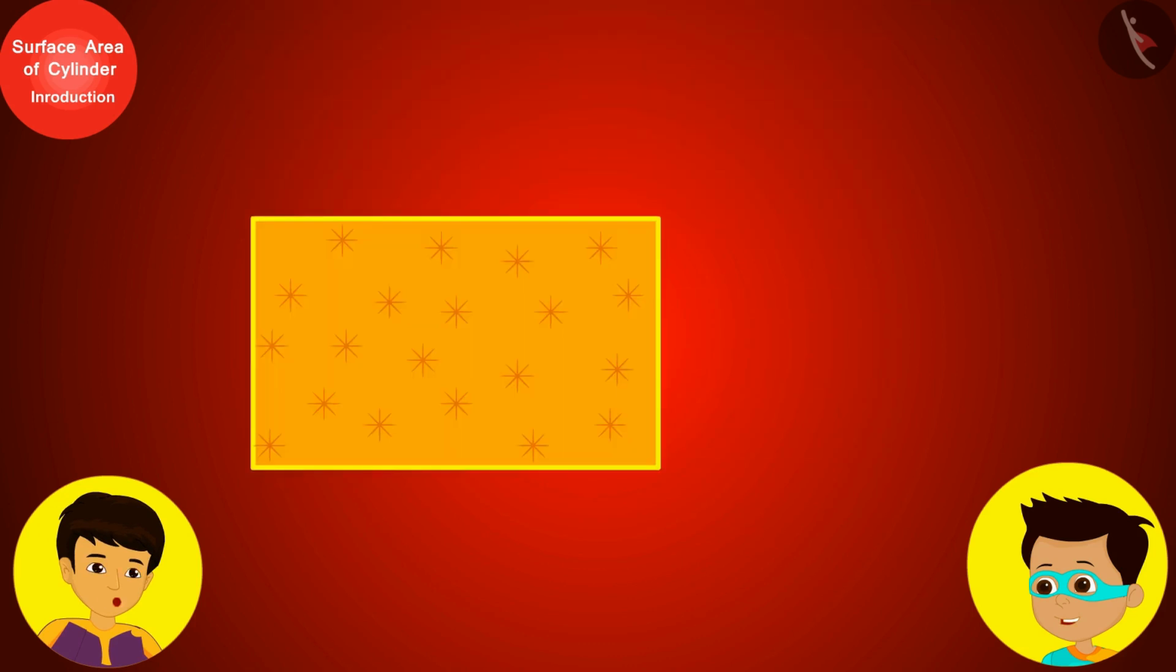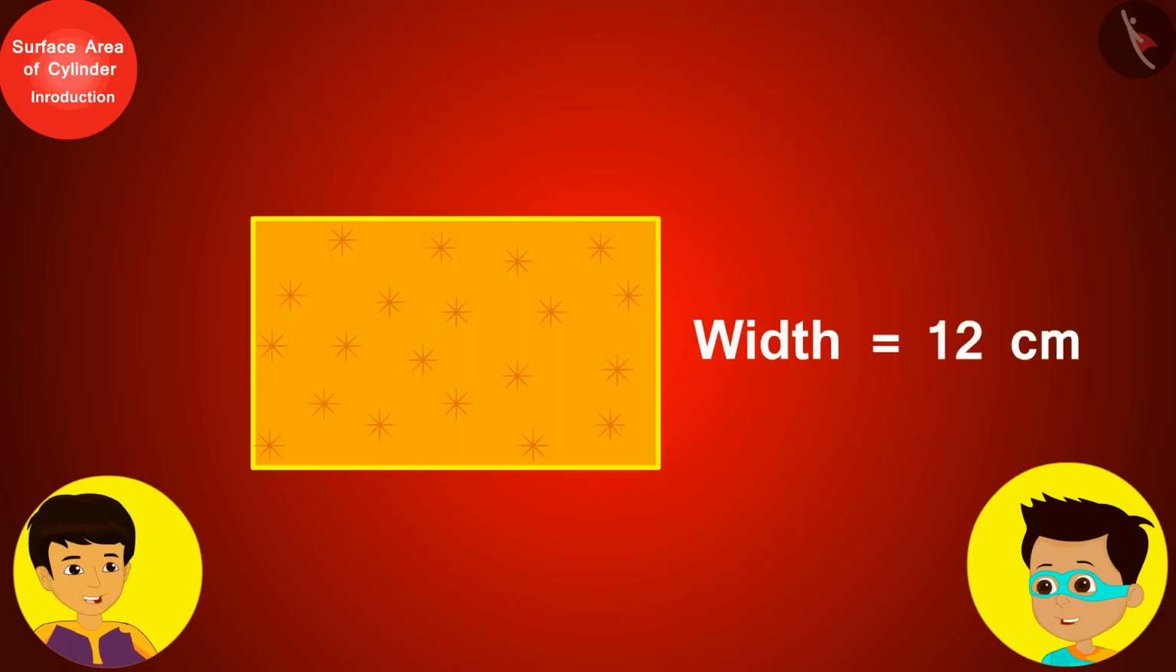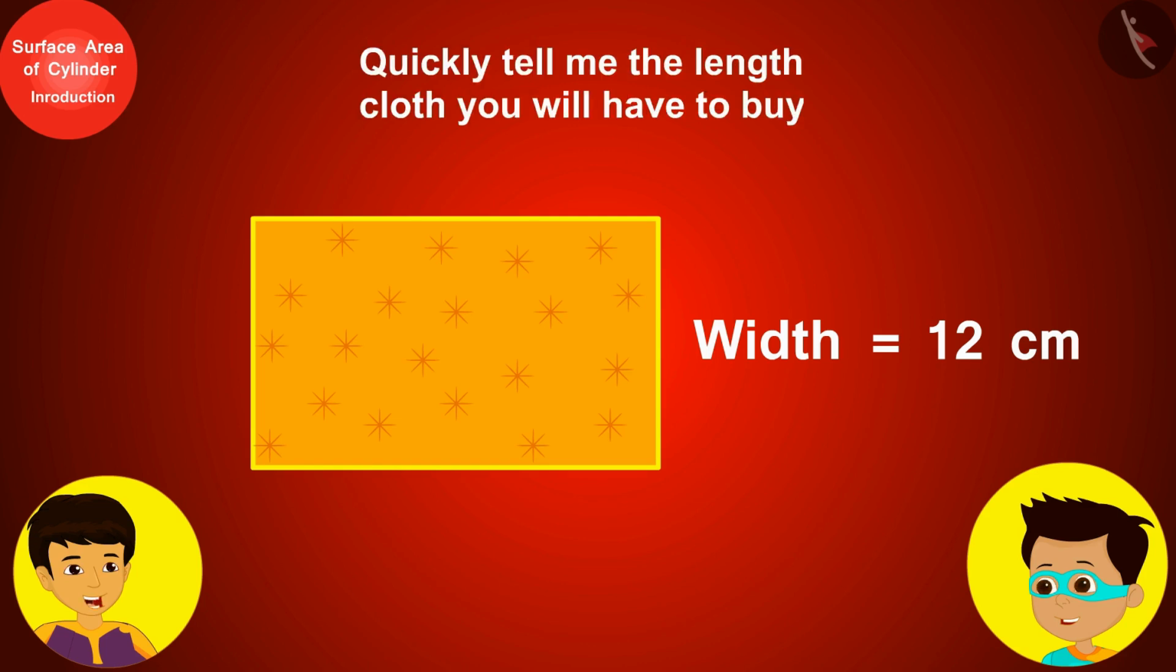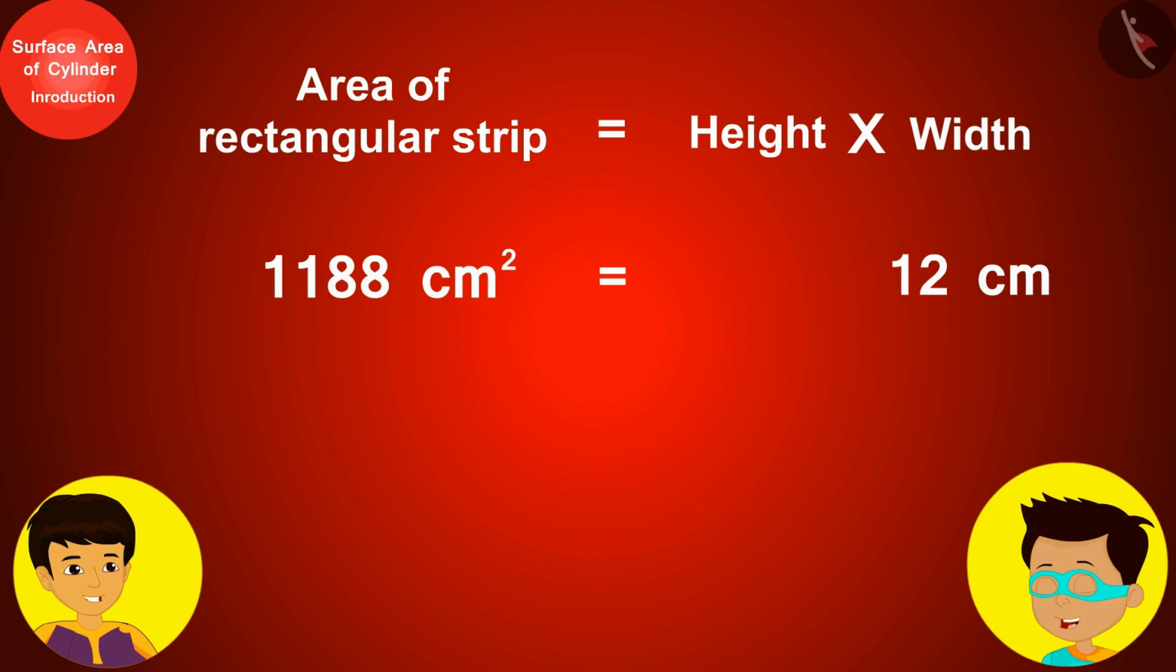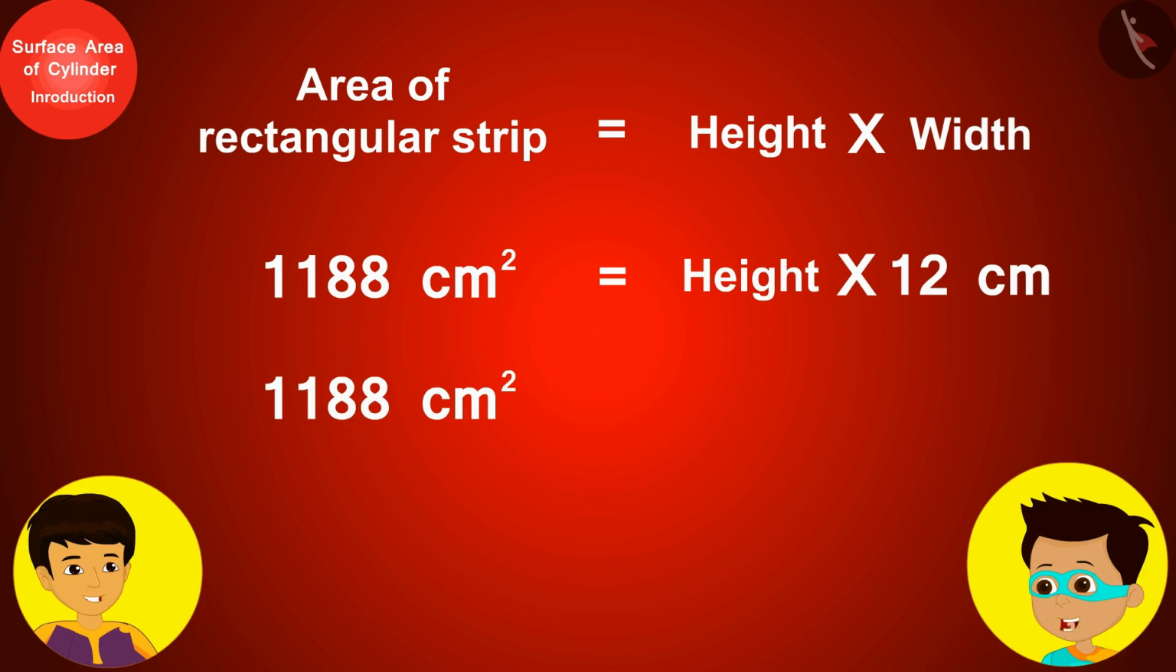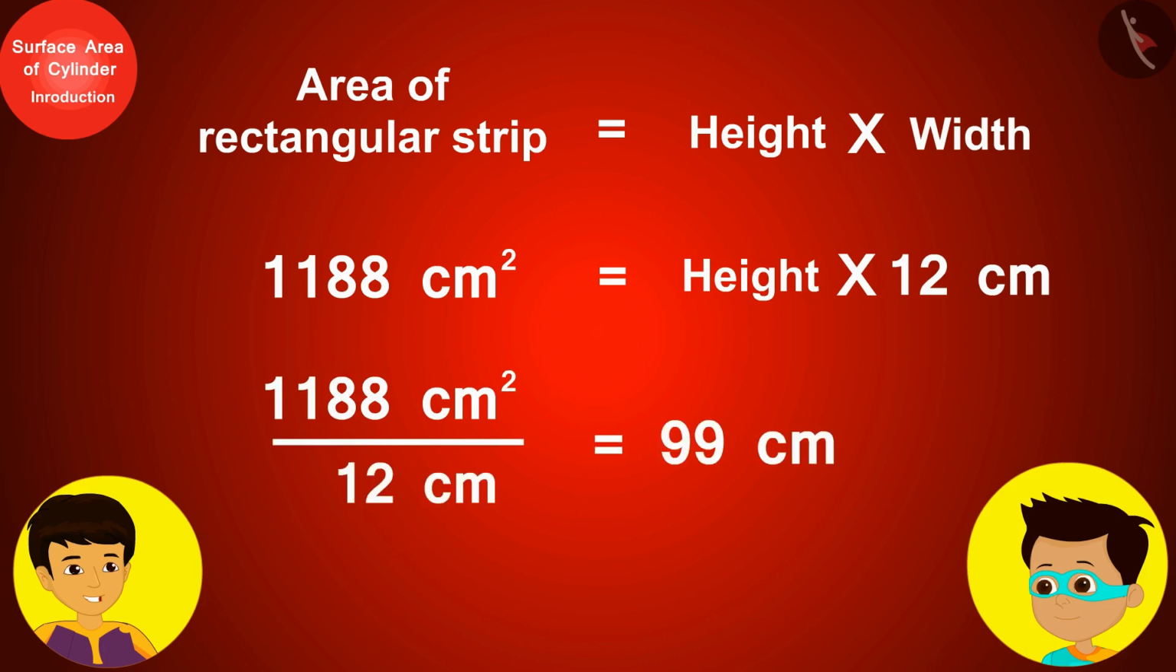Well, if you buy a rectangular cloth of 12 centimeters width, then quickly tell me the length of the cloth you will have to buy. The area of the rectangular fabric is 1188 square centimeters, and if the width of the cloth is 12 centimeters, then its length will be 1188 by 12, which is equal to 99 centimeters. I have to buy 99 centimeter long cloth.